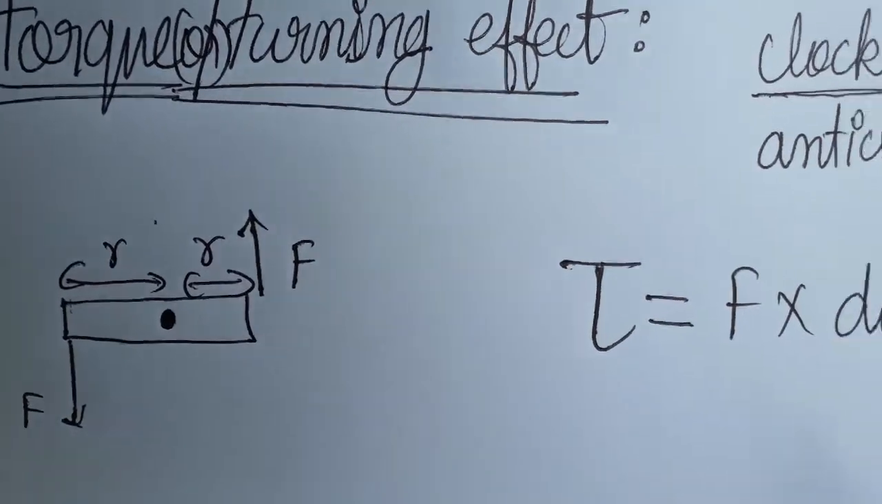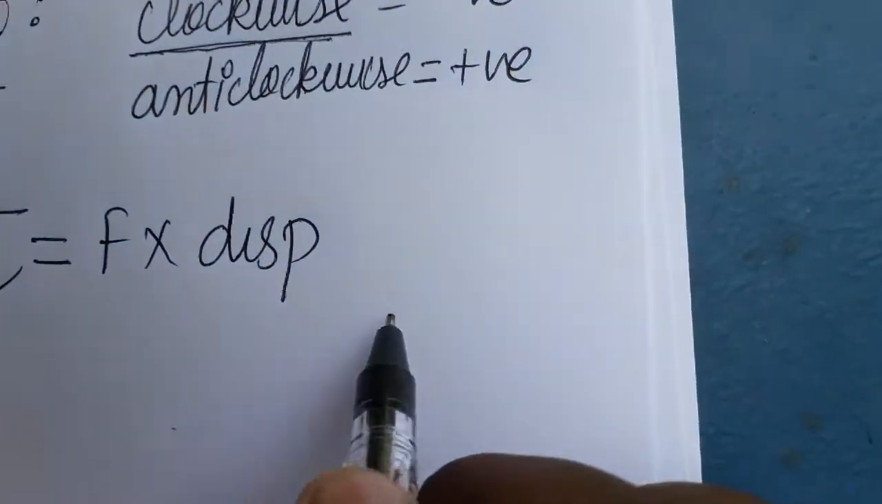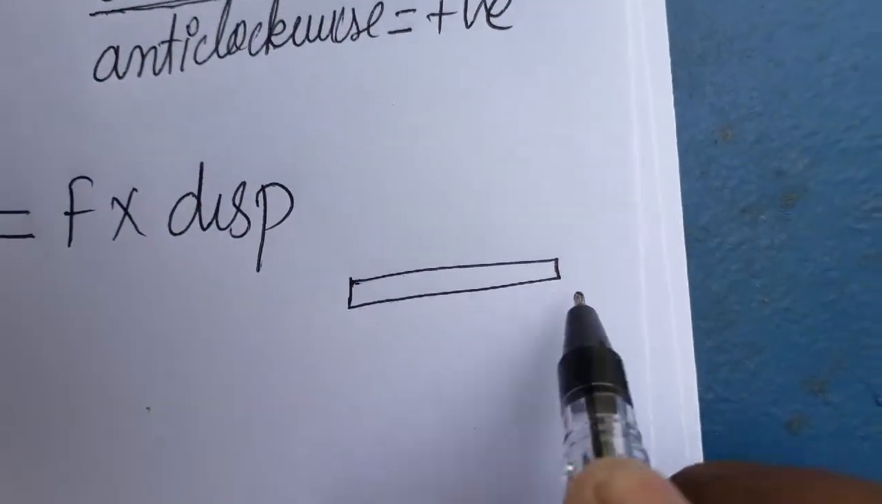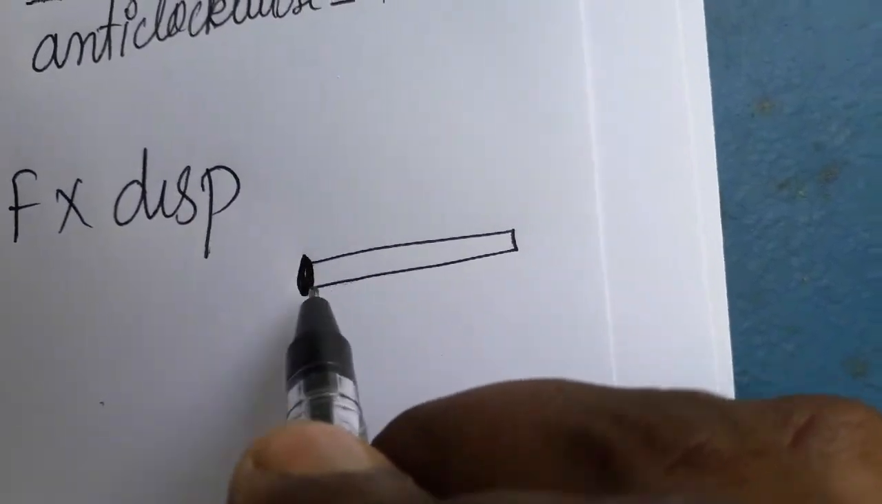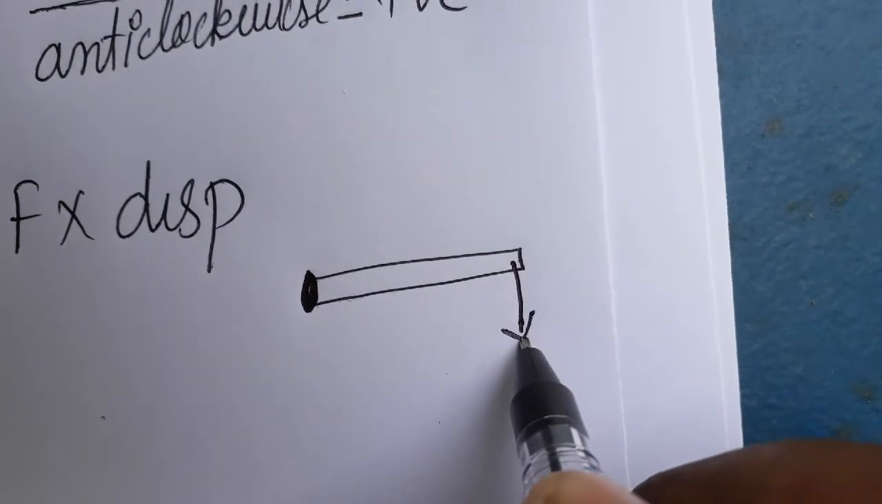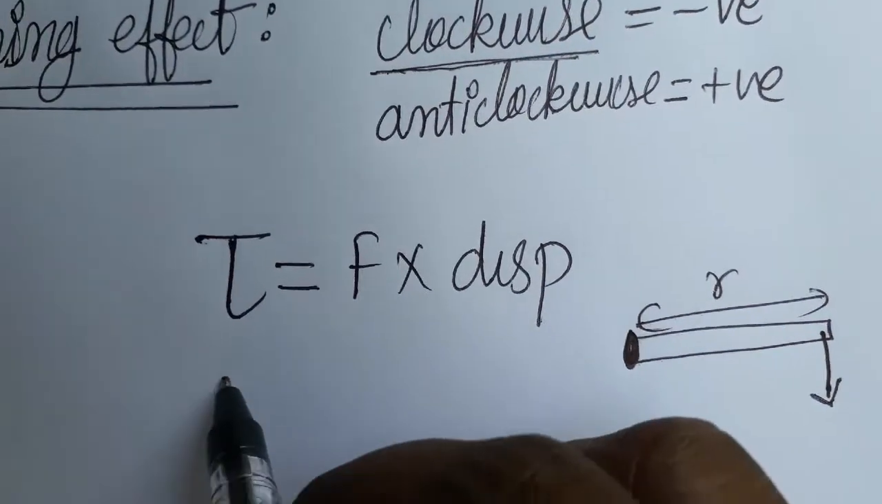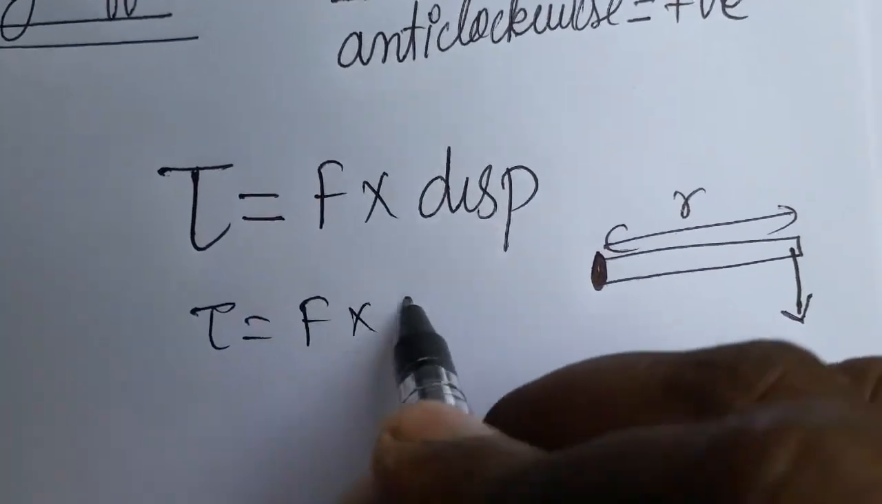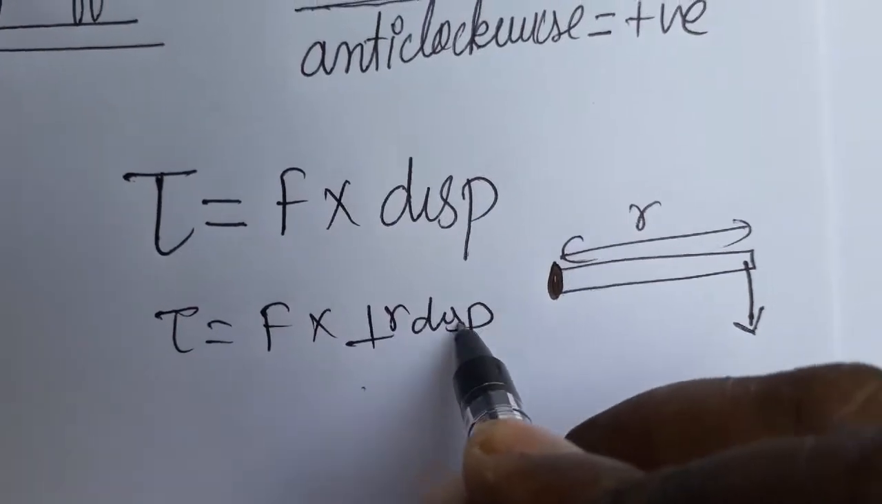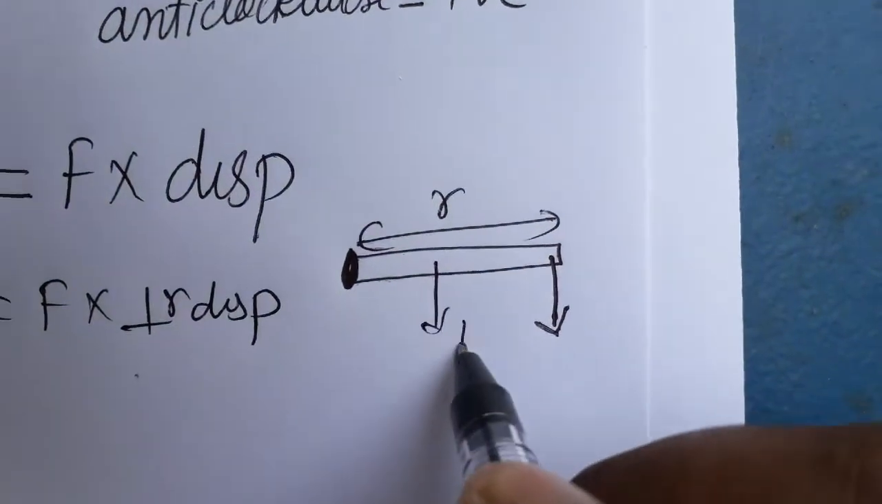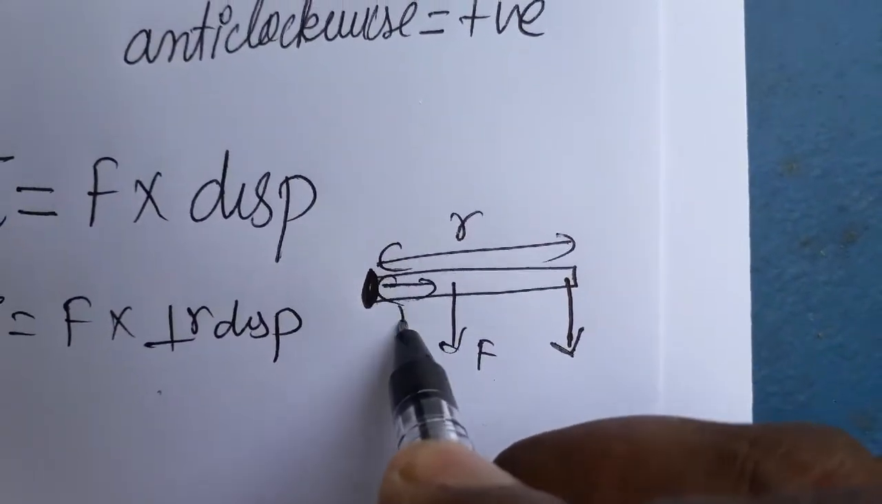Torque is the force times the perpendicular distance at which you apply the force. It is about a fixed position, and you apply the force here, and this is the distance. Torque is equal to force into perpendicular distance. Imagine you are applying the force here, and this will be the perpendicular distance.